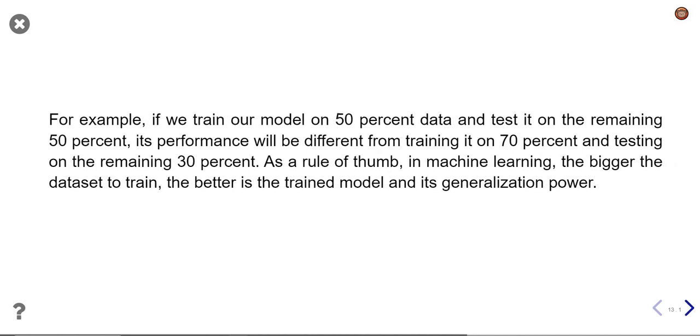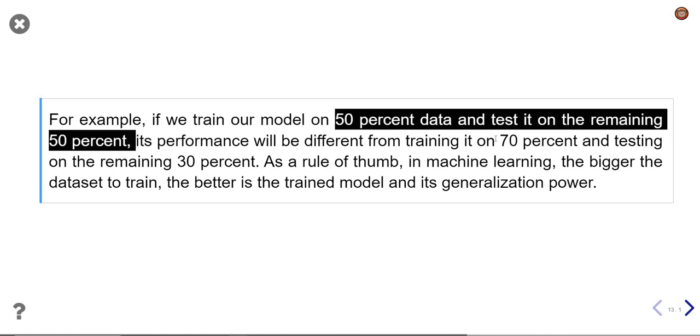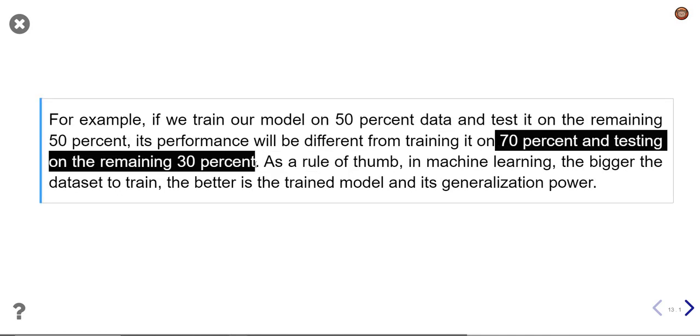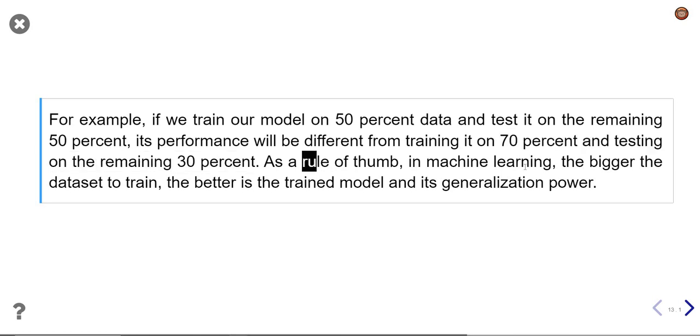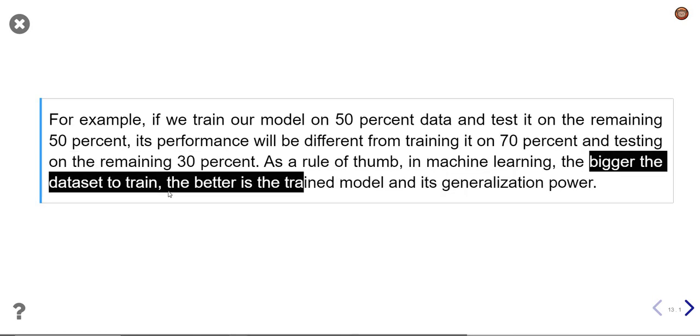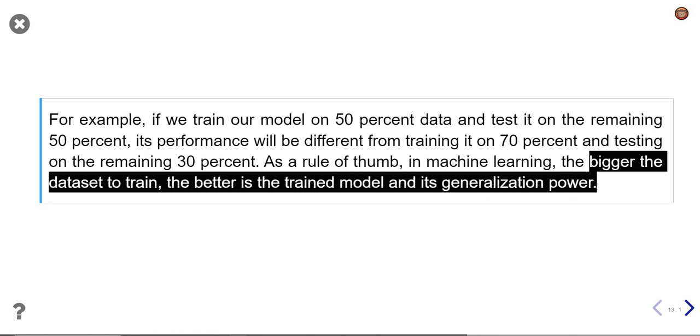When you train the data from 50-50, it is definitely going to be different from your training with 70-30. But as a rule of thumb in machine learning, the bigger the data set to train, the better the trained model and its generalization power. Later on, when we do the machine learning, you can play around with the percentage and see, then you'll be able to realize.